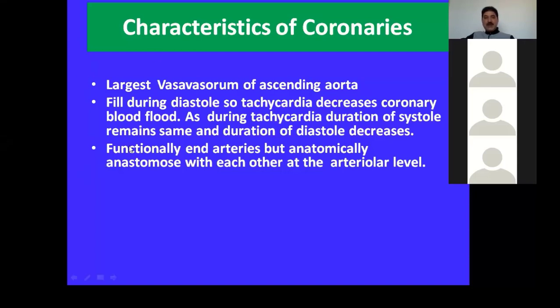But here there are collaterals between these, but this collateral circulation does not work when there is acute MI, acute myocardial infarction, when there is acute blockage of a particular coronary artery. So though there are collaterals between the two coronaries, at the time of need, at the time of emergency, they don't open up usually. So we call them functional end arteries. The only branches of the ascending aorta. So these are the only branches of the ascending aorta. That means under normal anatomical conditions, the ascending aorta gives only two branches, that is right and left coronary arteries.